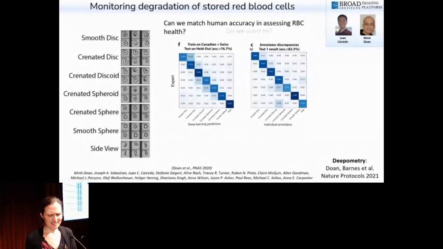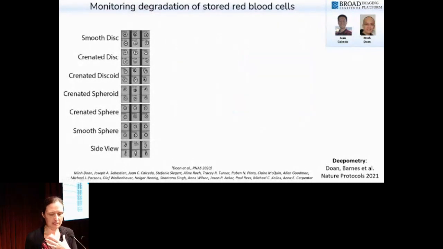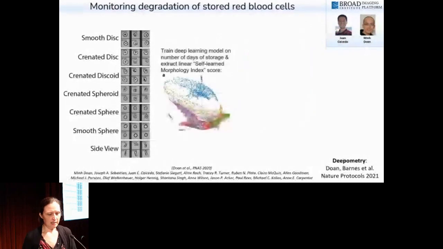But we also realized maybe we don't want to match the expert in their ability to categorize these 7 categories. It is a continuous process. So perhaps we can do something a little smarter here. And what we did is we trained a deep learning model to predict the number of days of storage of blood. Now, a classifier that can do that is completely useless for anything in real life, because unless you have a pile of bags of blood that you don't know how old they are, I mean, they should have labels. You should already know how old they are, right?